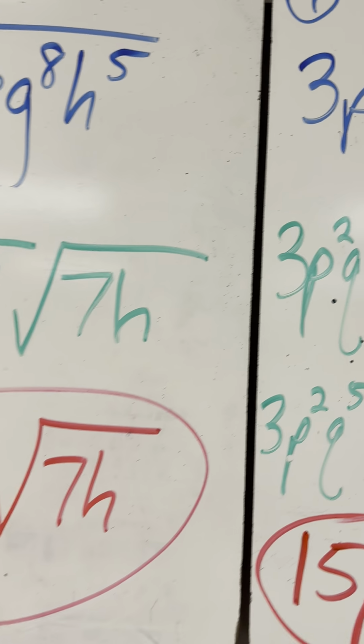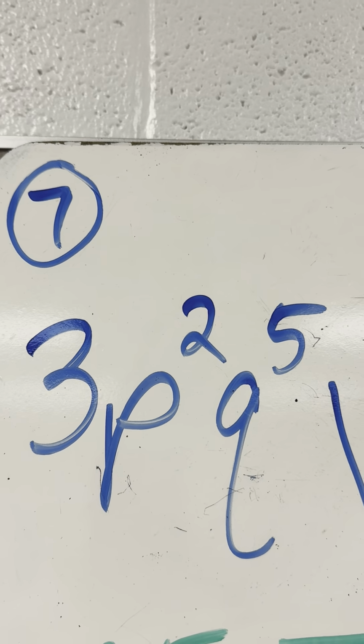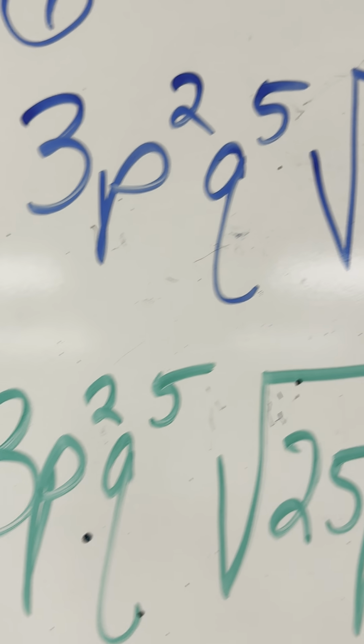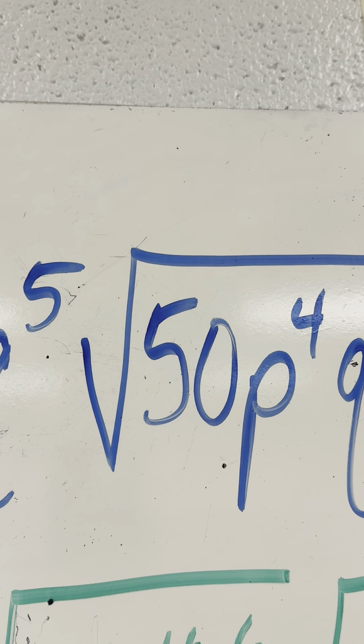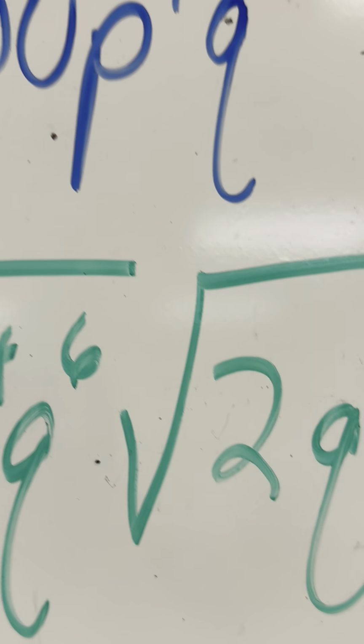Now, there will be some problems where you have some mess on the outside. We're going to ignore that to begin with. We're just going to write it down and ignore it. But we're going to take the square root of 50 and say, what perfect square goes into 50? Well, that's 25 times 2.